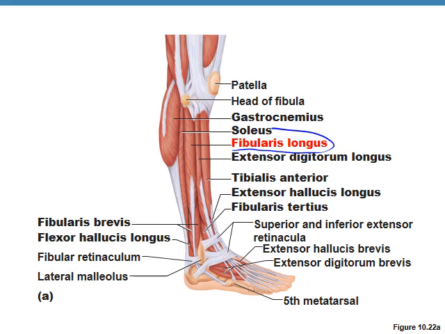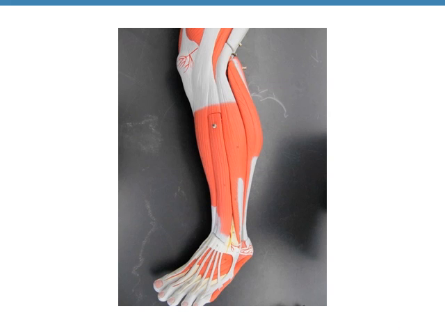The next muscle we'll look at is the fibularis longus. So it's attached to the fibula, and it is a long muscle. Comes all the way down to that lateral malleolus. The fibularis longus, again, is going to aid in dorsiflexion or that heel strike or lifting your toes off the floor. Here's our model again.